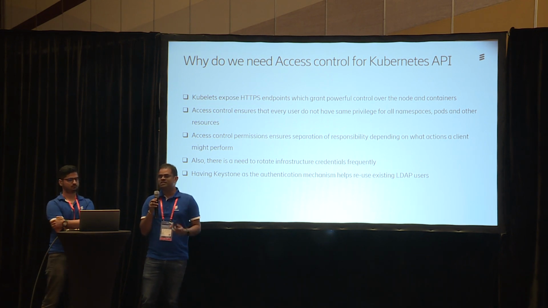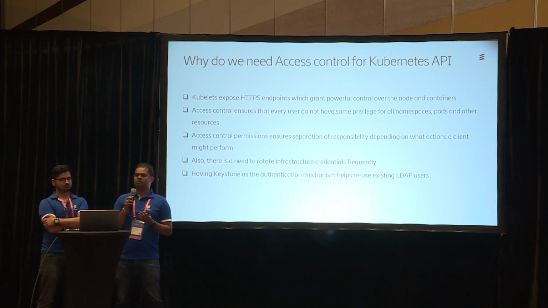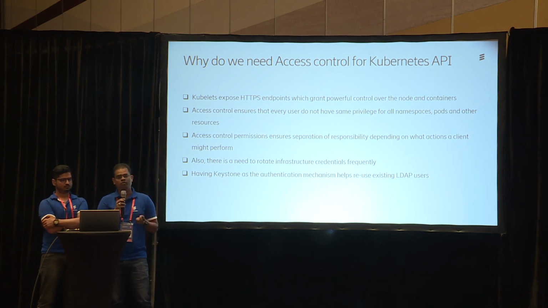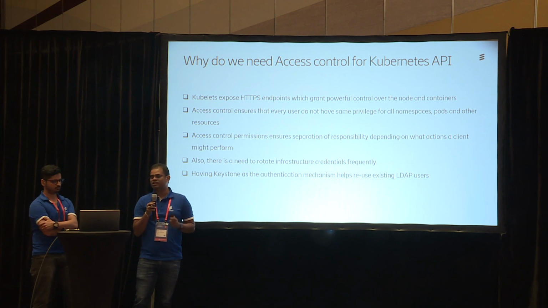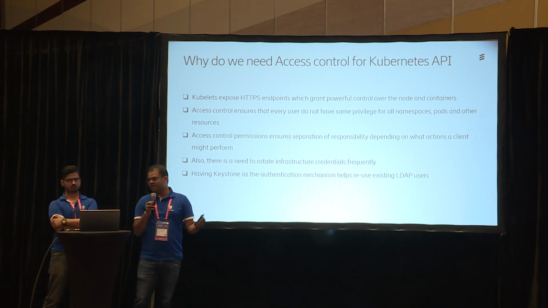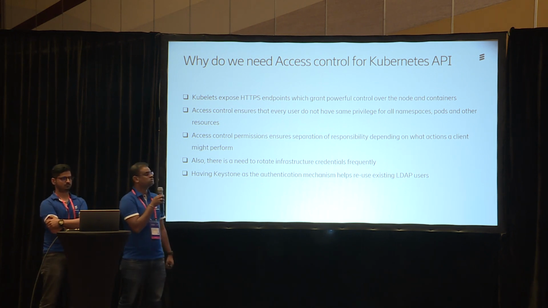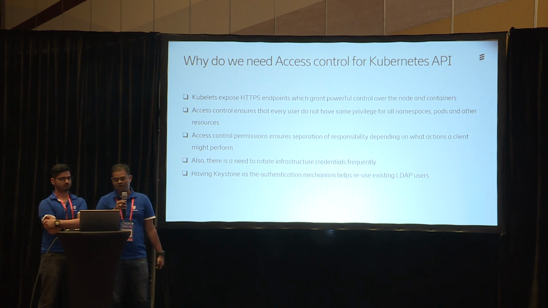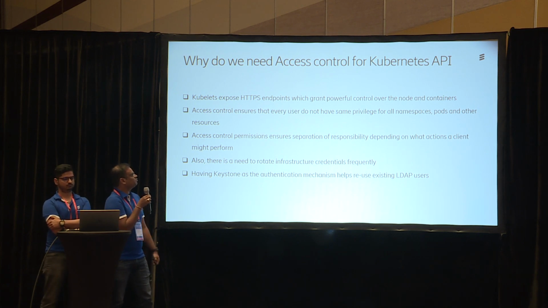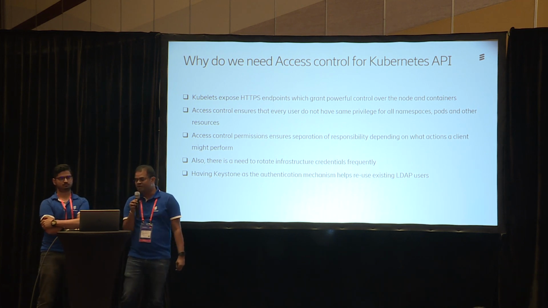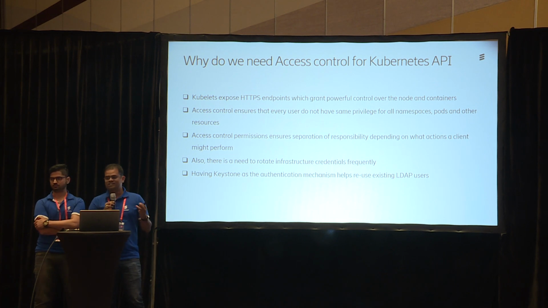So what is necessary is to have something which provides good access control at a granular level, where you can decide the privileges and the permissions for a user: what they can access and what they cannot access. For example, namespaces, pods, or any other resources, and what kind of operations they can do over them. That is why it is imminent to have access control permissions, which separate the responsibility depending on the action a client might perform.